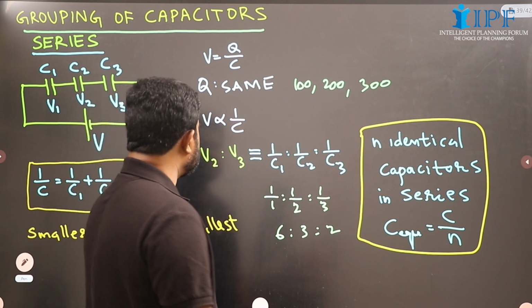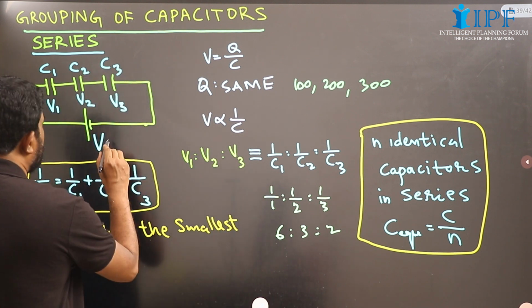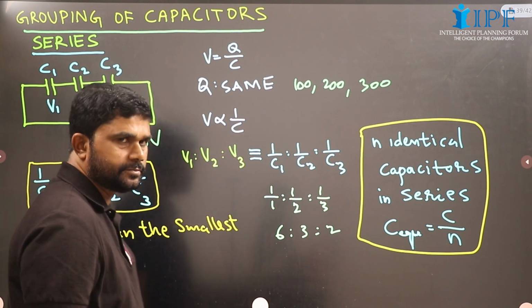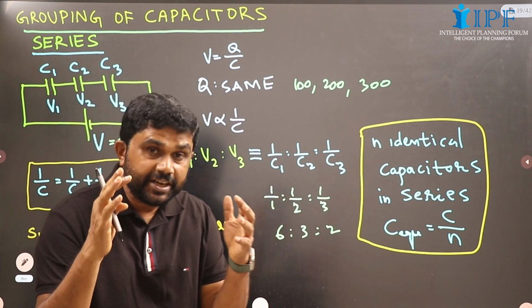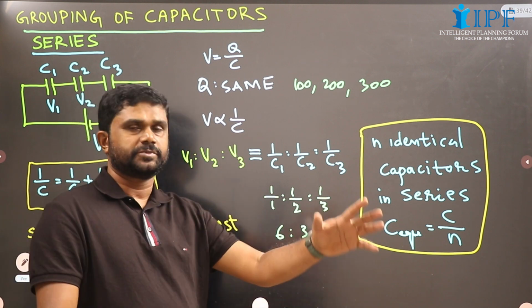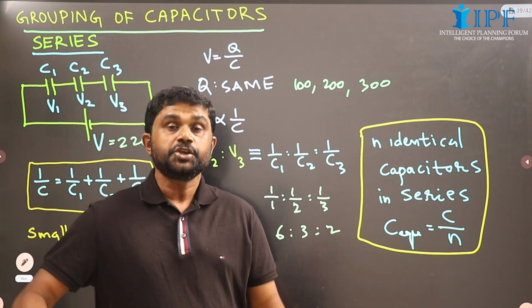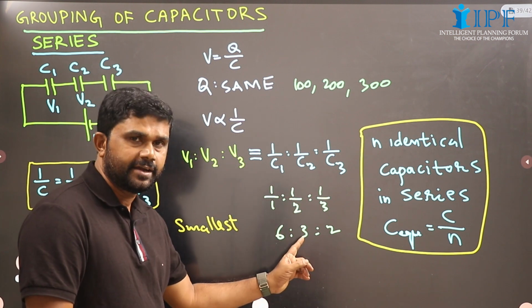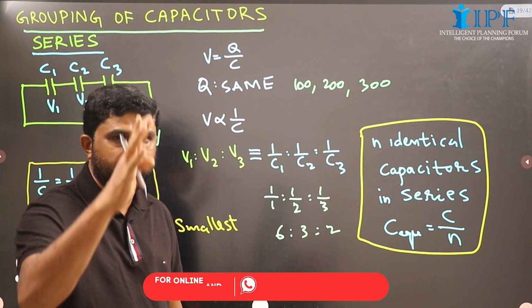So the total voltage I have told you, 220 volt in this example, then that 220 volt is to be divided in the ratio 6 is to 3 is to 2. How do you divide? You have to divide the total voltage into 6 plus 3, 9 plus 2, 11 equal parts.